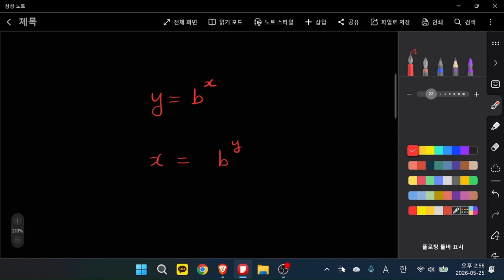Now our goal is to solve for y, but the variable is in the exponent here. Solving for a variable in the exponent directly is very difficult. So what can we do? This is exactly why logarithms were created. We take logarithms on both sides with base b.